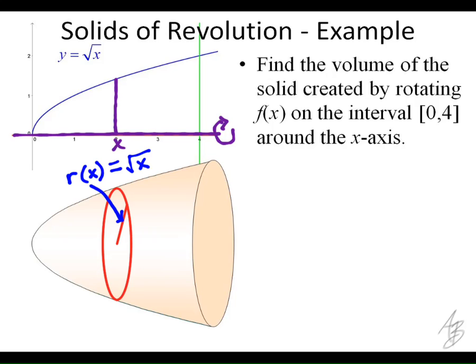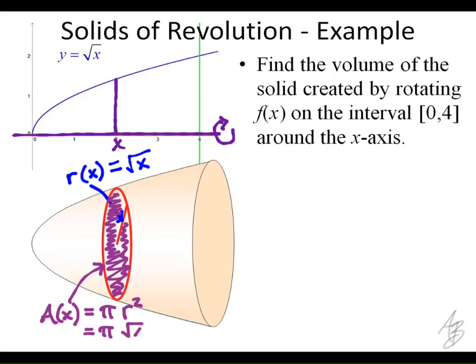Yeah, that's just going to be the square root of x. So the radius of that circle is the square root of x. So then what is the area of that circle in terms of x? It's going to be pi r squared, right? So in terms of x, I can replace the r with the square root of x. So it's pi times the square root of x squared, which is pi times x. So the area of that circle is pi times x.